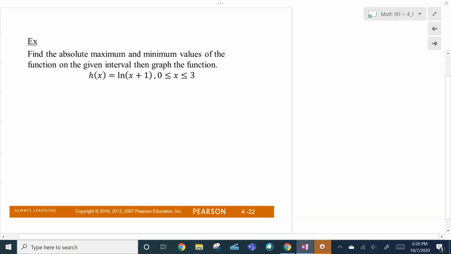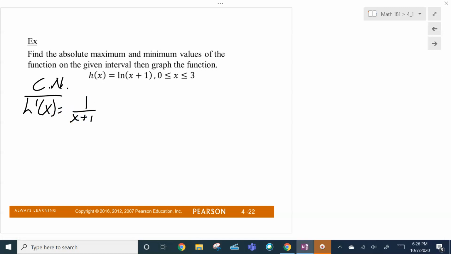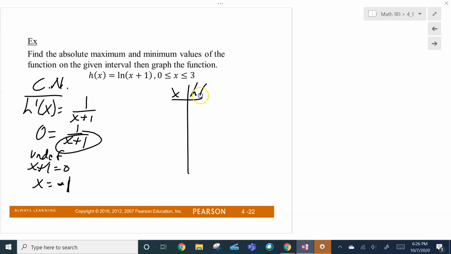All right, how about this one here? Let's find our critical numbers. h prime of x is 1 over x plus 1, times the derivative of x plus 1, which is just 1, chain rule on that. Where is this undefined? First of all, where is it 0? Well, there's no x value that causes this to be 0, but we can have it be undefined. So we have this critical number of -1 we've got to check out, and then we're going to plug in our endpoints. -1, whoops, is outside our interval. We're only going from 0 to 3.